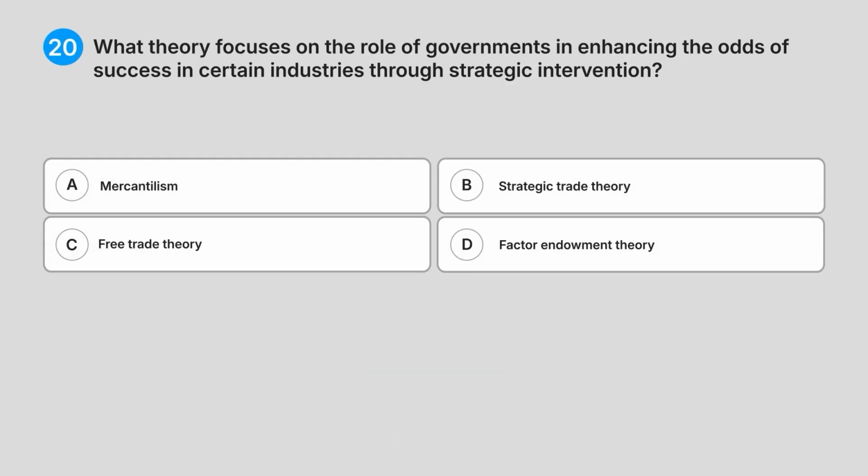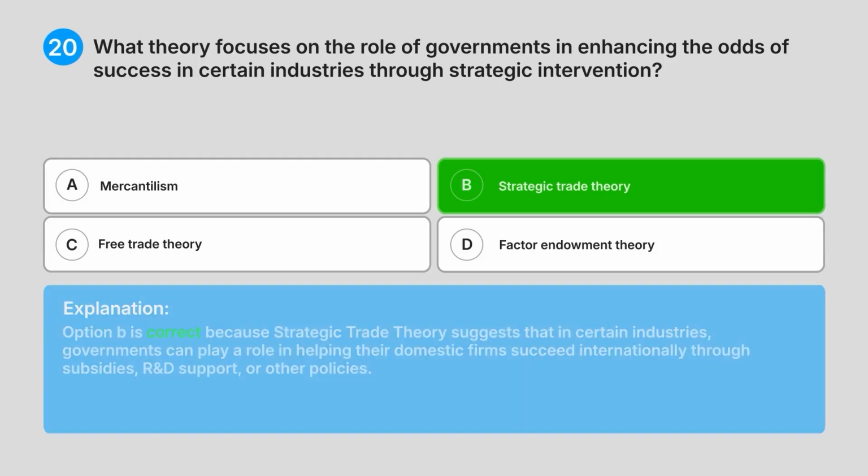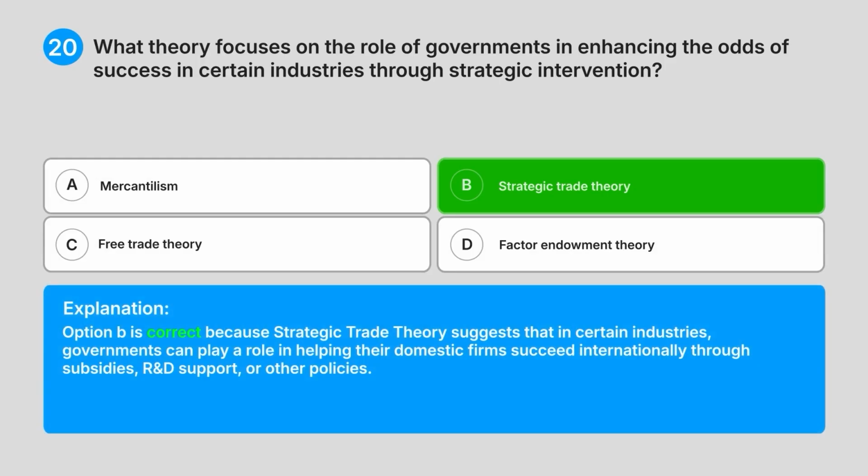Correct answer, B. Strategic trade theory. Explanation. Option B is correct because strategic trade theory suggests that in certain industries, governments can play a role in helping their domestic firms succeed internationally through subsidies, R&D support, or other policies.